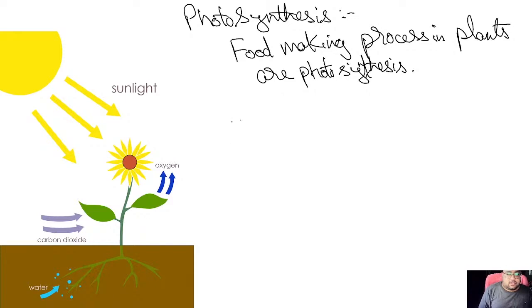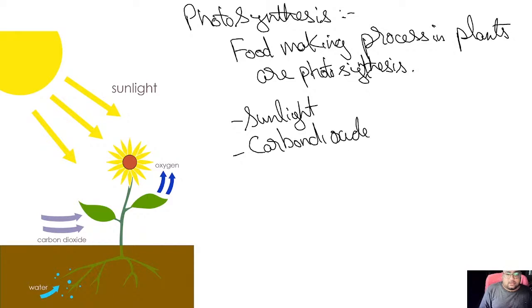Okay. There are three main things. That is sunlight. Second one, carbon dioxide, and third one, water. So we're going to discuss how, with these three, plants are going to prepare the food.